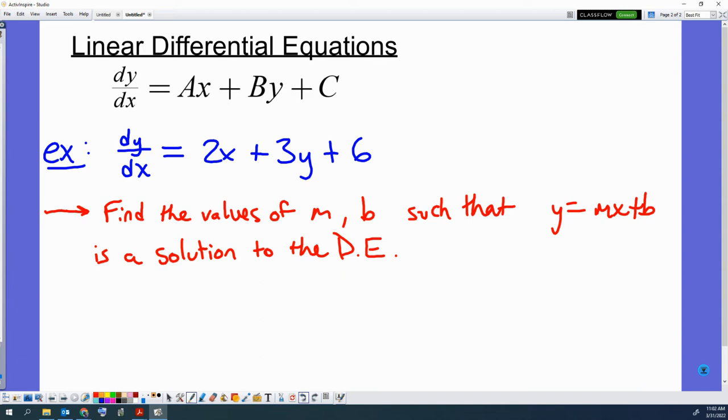How do I do that? How do I verify that this is a solution, or find the values of those constants that make it a solution? Any thoughts? Yeah.